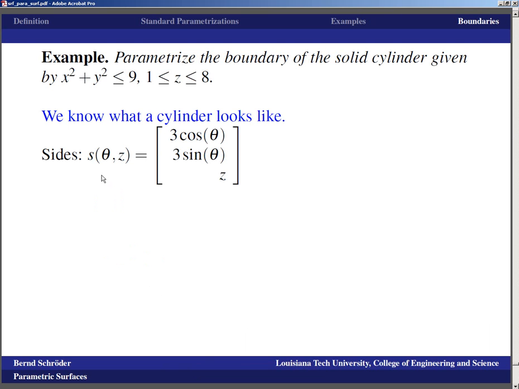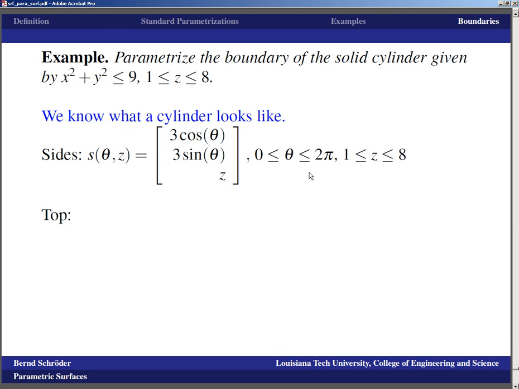So the sides, well, the sides are the standard parameterization. That's something that you ought to remember very quickly, and that is if the radius is 3, then the sides are 3 cosine theta, 3 sine theta, circle of radius 3, placed at height z with z in the third coordinate, theta going from 0 to 2 pi, z going from 1 through 8. And then we have the top.